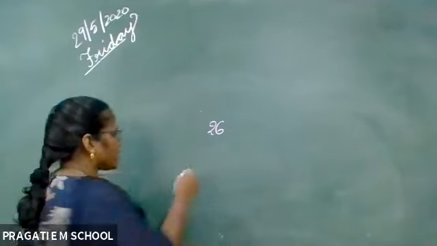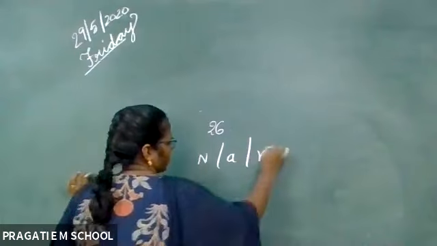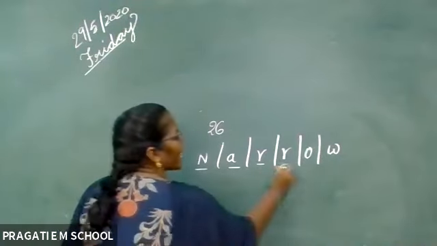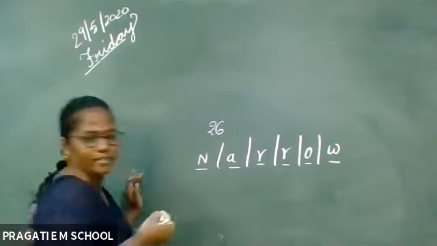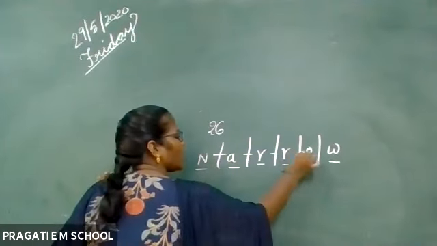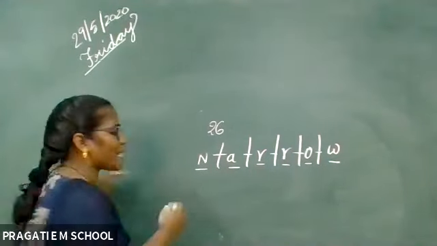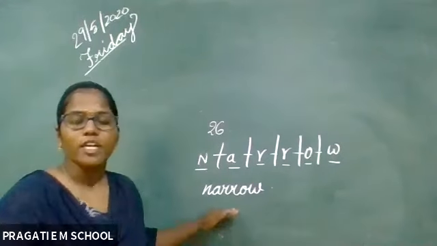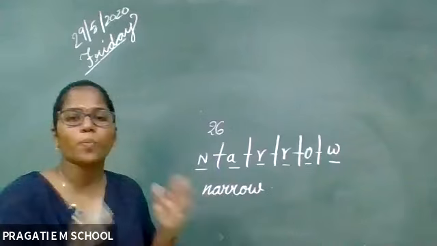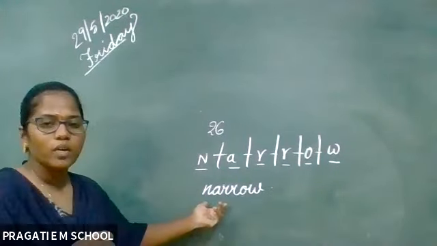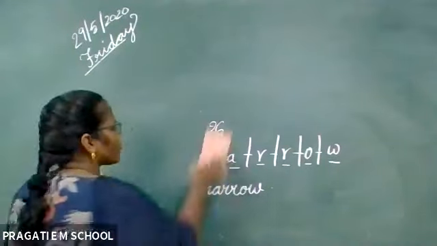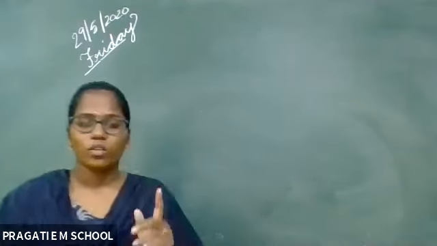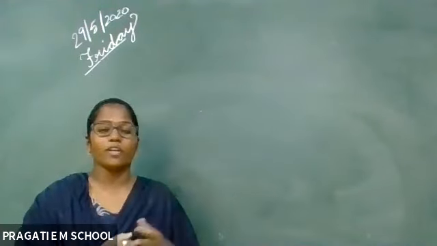A is a single letter, R is a single letter, O is a single letter, W is a single letter. These letters are combined or joined to form a word. Now you got clear? A group of letters is called a word. Then a group of words forms a sentence.